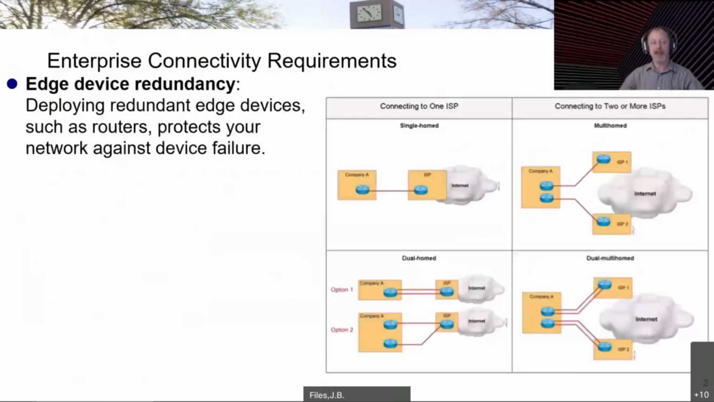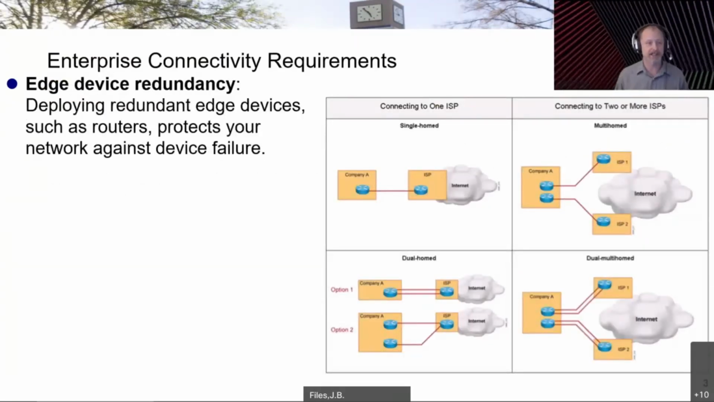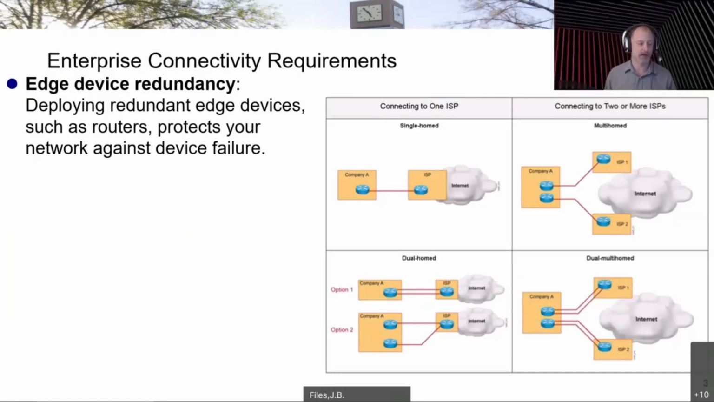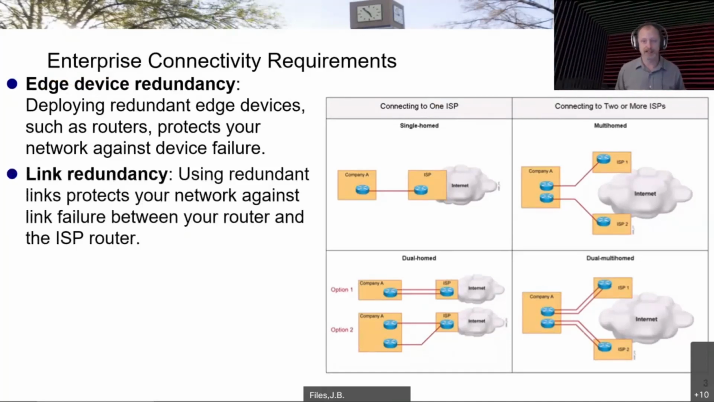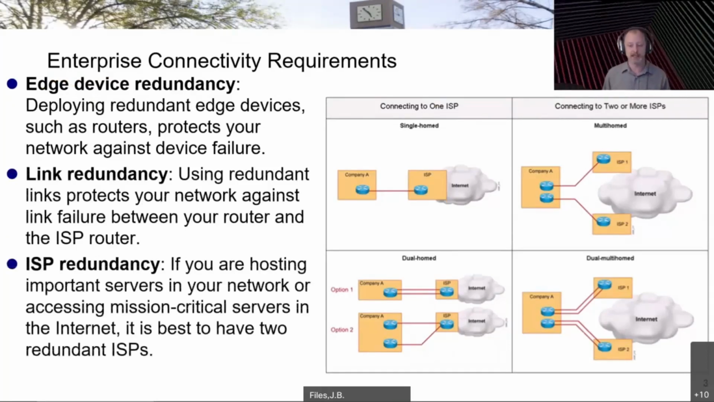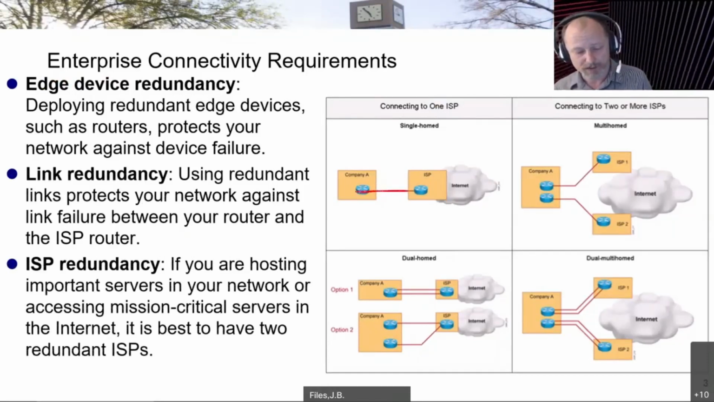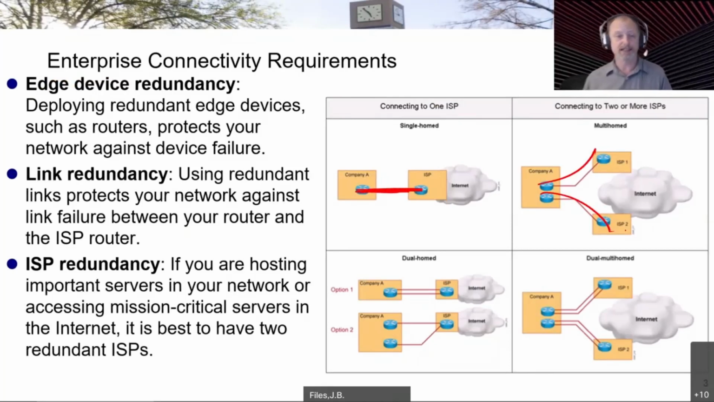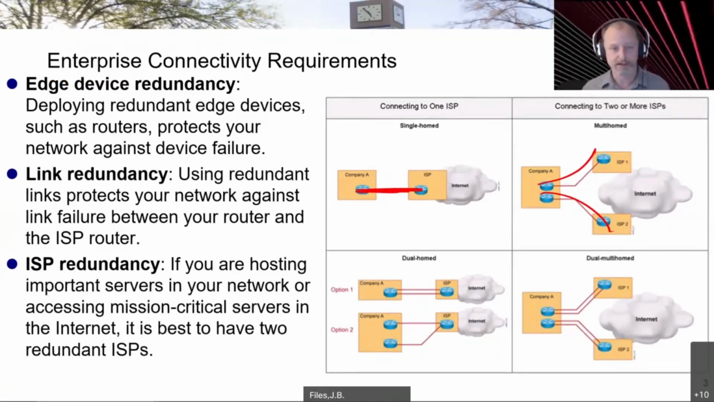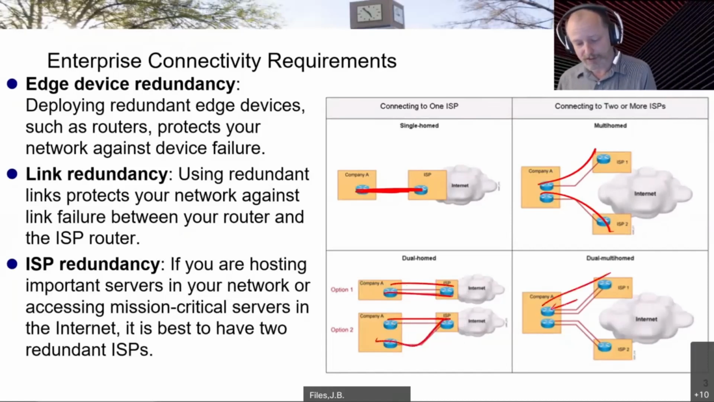Then we might have edge device redundancy so that we have more than one edge device that's connecting everything up. Link redundancy and even ISP redundancy. So we've got one link to one ISP, one link per ISP for two ISPs, two links, right? Two links.